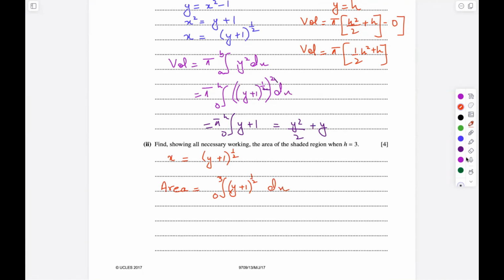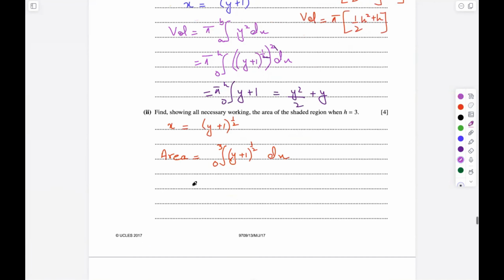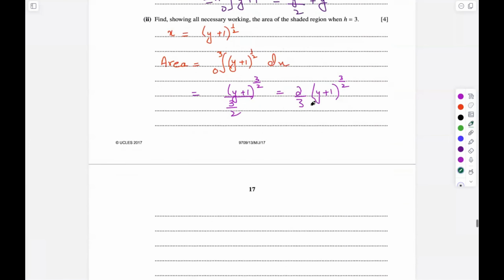Now integrating (y + 1)^(1/2), we'll increase the power by 1. So 1/2 + 1 becomes 3/2, and we'll divide by the new power, which is 3/2. We can write this as (2/3)(y + 1)^(3/2). Now the upper limit is y = 3.